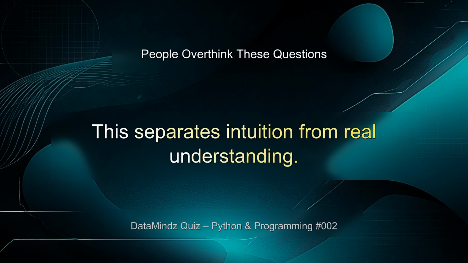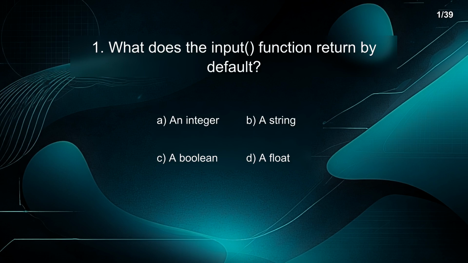People overthink these questions. This separates intuition from real understanding. First question. What does the input function return by default? A. An integer. B. A string. C. A boolean. D. A float. Correct answer is B. A string.